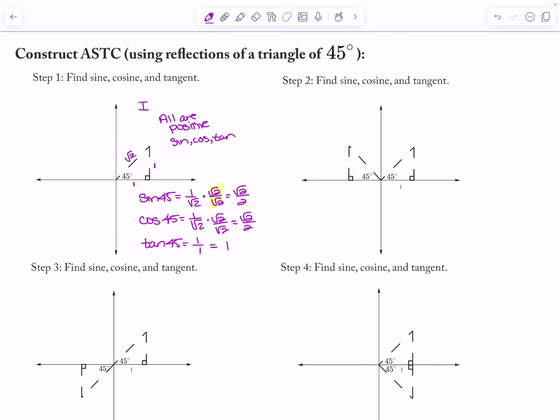That would also mean if I wanted to find my other 3 trig functions, my reciprocal functions, remember 1 over sine is cosecant, 1 over cosine is secant, and 1 over tangent is cotangent, those would all be positive as well. Okay, so now I'm going to reflect my triangle. And remember, we talked about my initial side, right? So here's my initial side.